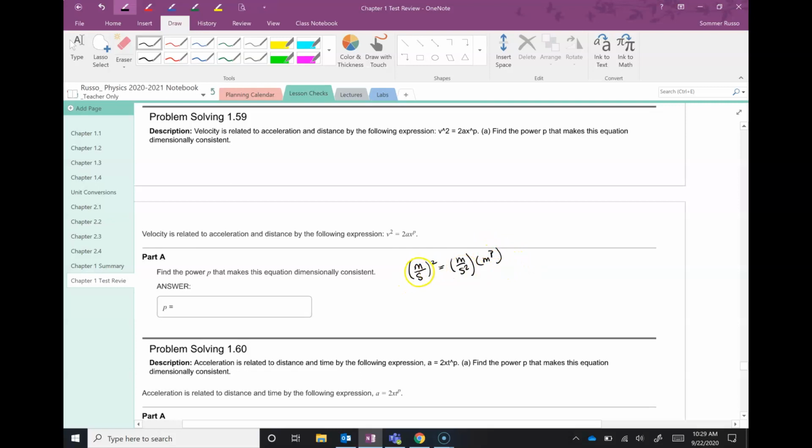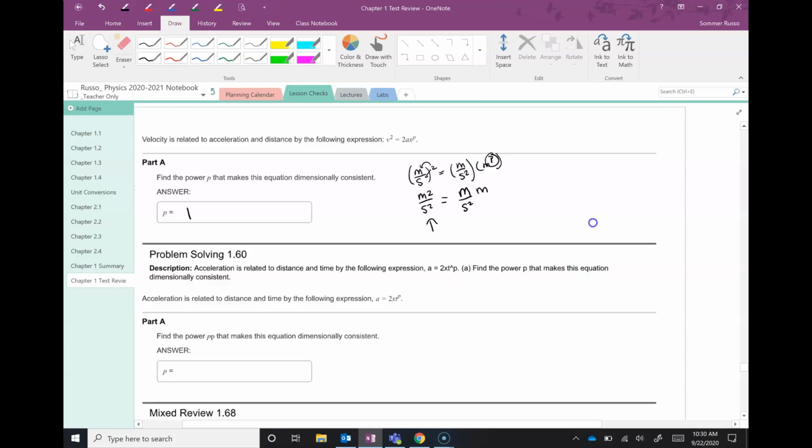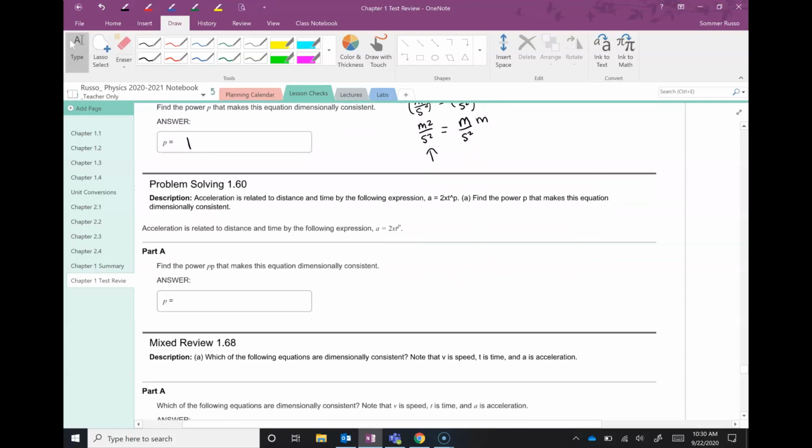So let's go ahead and find out what this side looks like. We distribute that square, so I have meters squared over seconds squared. Whatever is happening over here needs to be what happens over here. I already have meters per second squared here, so whatever I multiply this by needs to give me another meter in the top so they match. Just another meter matches. So that means this needs to be a power of 1. That's the same process that we are going to use for the rest of these, and we can go ahead and backtrack to these at another time.